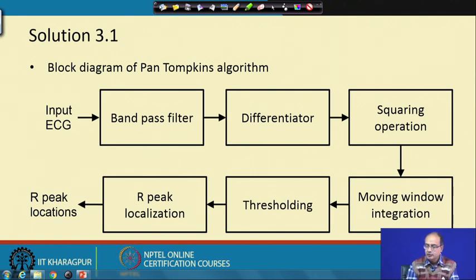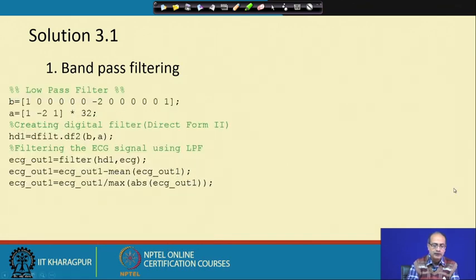Next, we look at the moving window filter, that is for low pass filtering, followed by thresholding, and then we find the R peak. These things we will keep on explaining as we move ahead. So, now let us move ahead with the work.